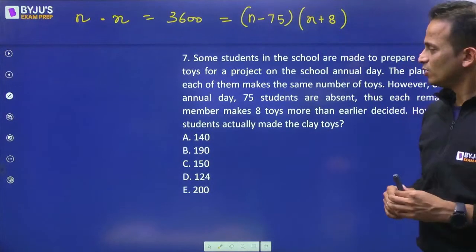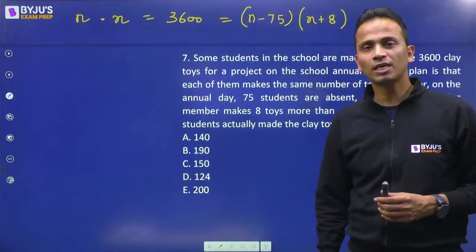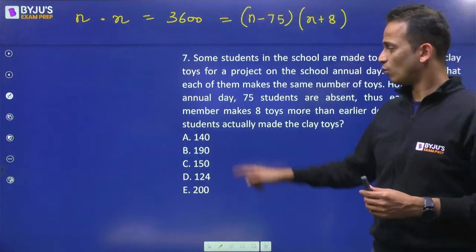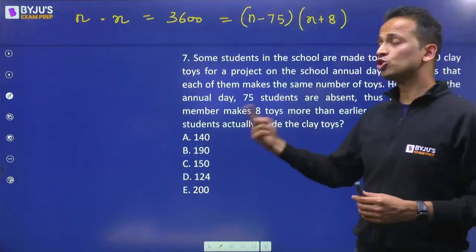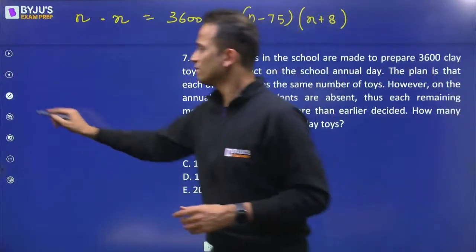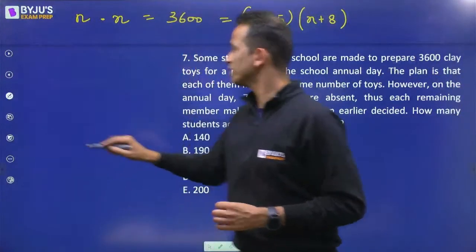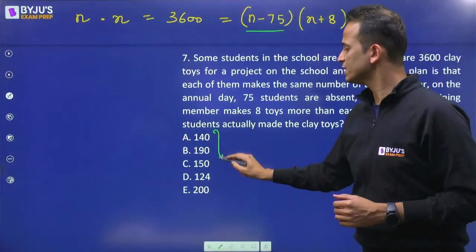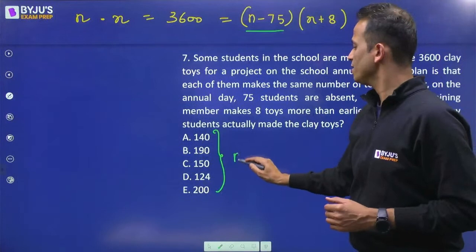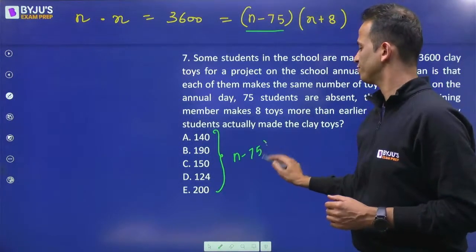What I'll do is, I have the options, I'll go through the options. Now, what are these numbers in the options? How many students actually made the toys? The number of students that actually made the toys in the equation is this. So basically these numbers are n minus 75.